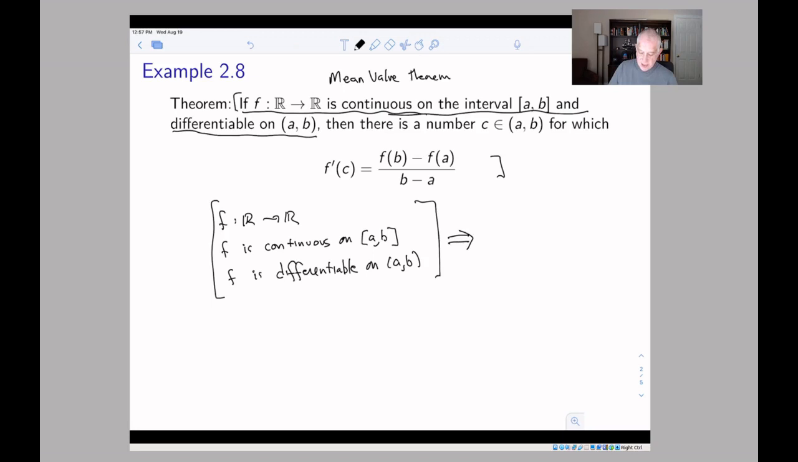And then on the right-hand side, you have a conclusion which begins with a "there is a number c in the interval from a to b." That's an existential quantifier. There exists c in the interval from a to b for which this expression holds.